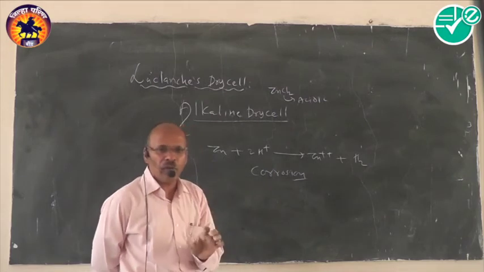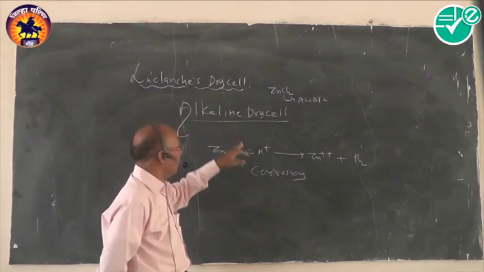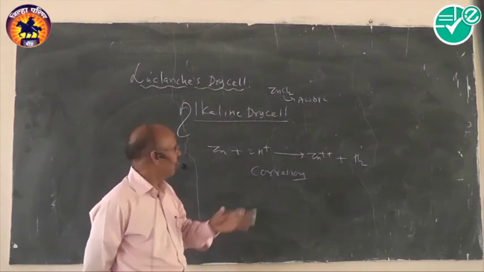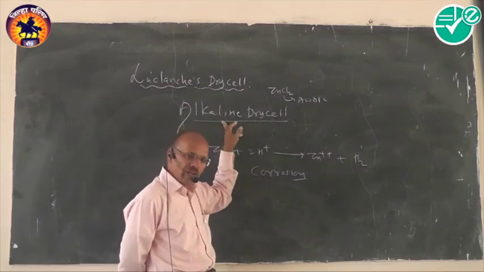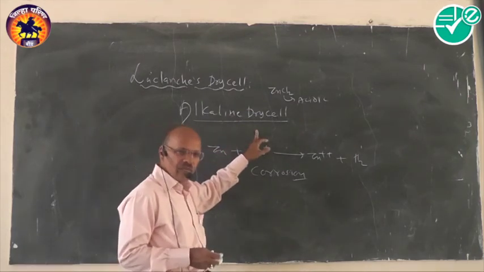To increase the lifespan of the dry cell, we have to maintain an alkaline medium. The same cell we have to modify a little, but in terms of the alkaline dry cell it is the main reason. So why do we prefer the alkaline dry cell then?